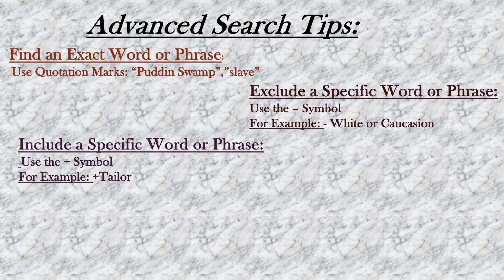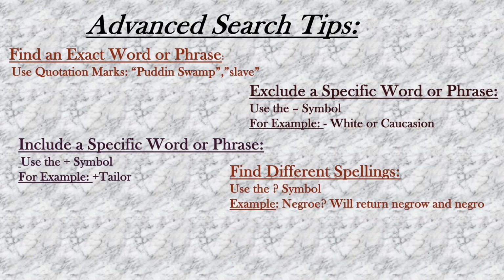This led us to the third tip. Exclude a specific word or phrase. Use the minus symbol. So for us, for example, we're going to look for more records on Caesar, who is a tailor and was enslaved. If I don't put minus white or Caucasian, we're going to find a lot of records on many white or Caucasian tailors. That is not what we are looking for. We are looking for an enslaved Negro tailor.